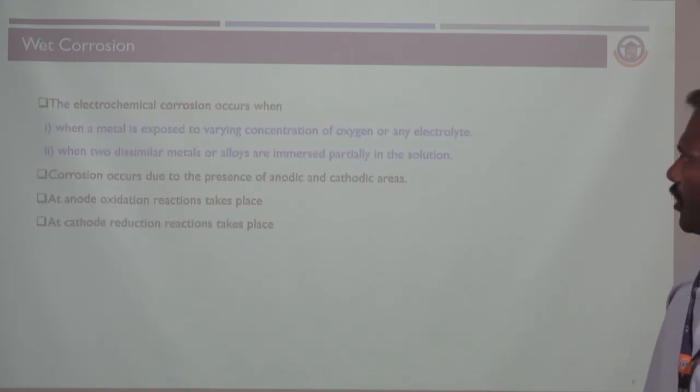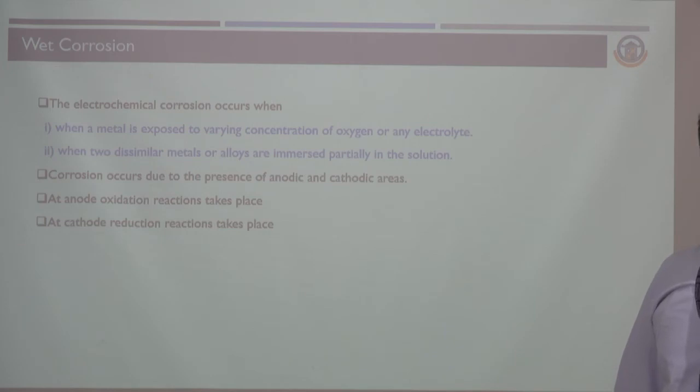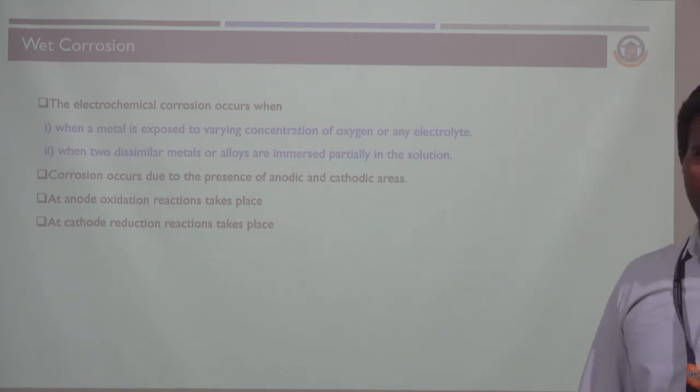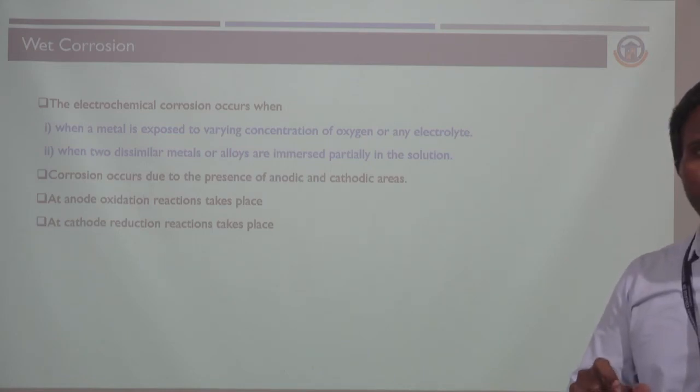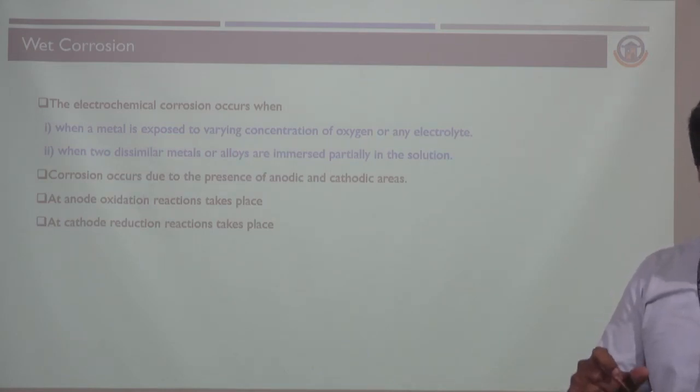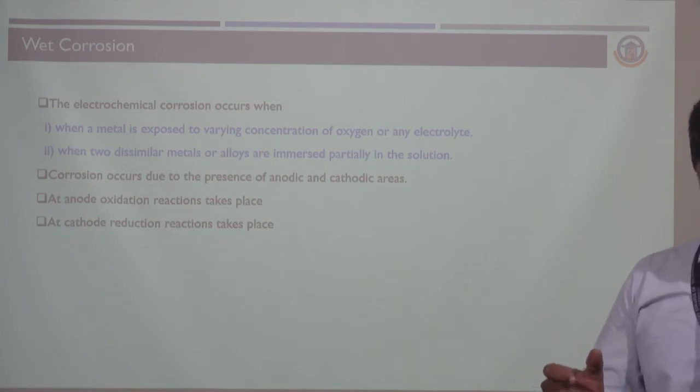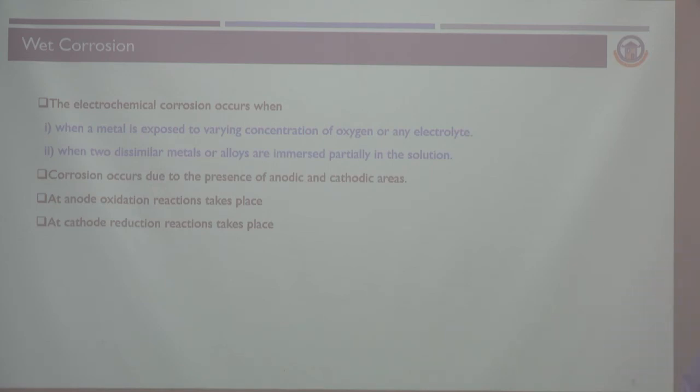Now, coming to wet corrosion. This wet corrosion is also called electrochemical corrosion. This electrochemical corrosion happens in two different cases. The first case is when two different metals come in contact with each other, then definitely an electrochemical reaction will occur, because when two different metals come in contact, one of the metals will function as anode and another metal will function as cathode because of the variation in electrode potential. So in such cases, an electrochemical reaction will happen.